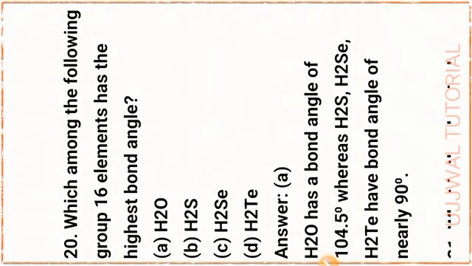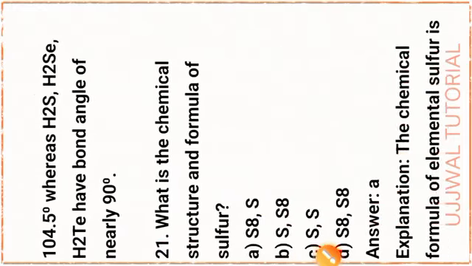Okay. Question number 20. Which among the following group 16 elements has the highest bond angle? Option A, H2O, water. To explain, H2O, water, has a bond angle of 104.5 degrees, whereas H2S, H2Se, H2Te have bond angles of nearly 90 degrees.